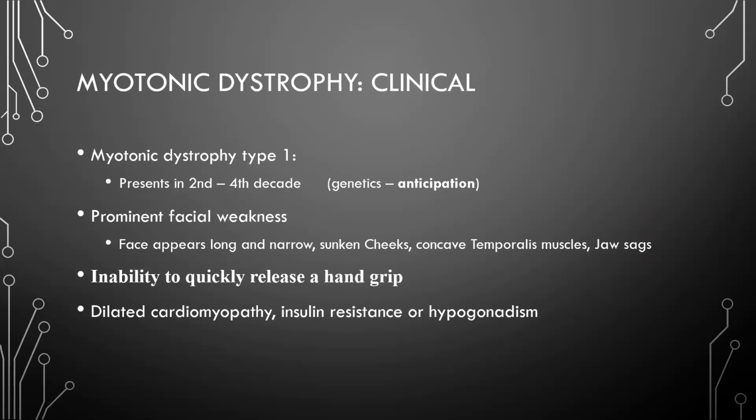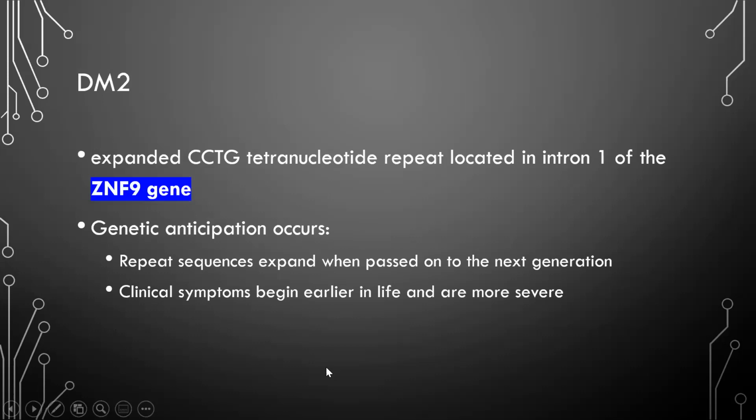So autosomal dominant DM1, dilated cardiomyopathy. That's mainly how they die. So that symptom's related to that. DM2, we have the tetranucleotide repeat in the ZNF9 gene. Also have anticipation in DM2 as well. Clinical symptoms appear earlier in life and are very severe.